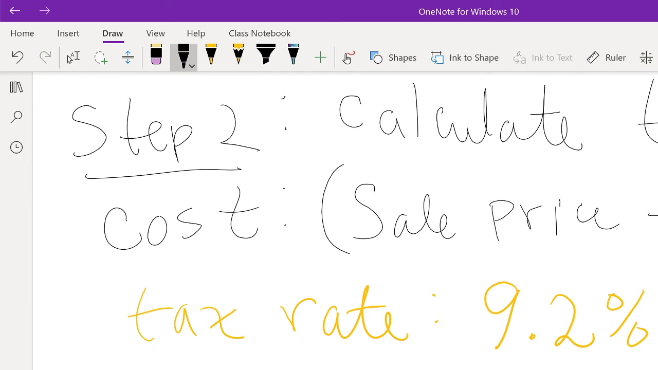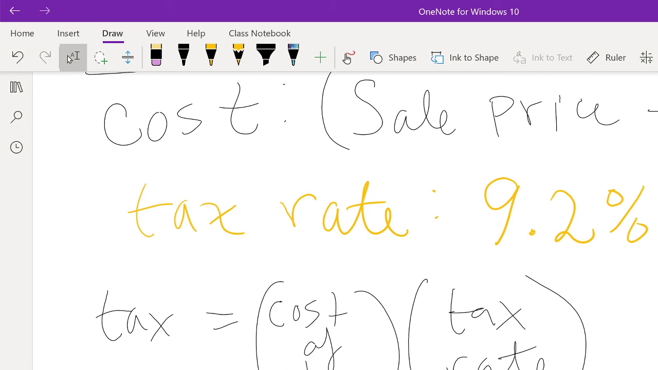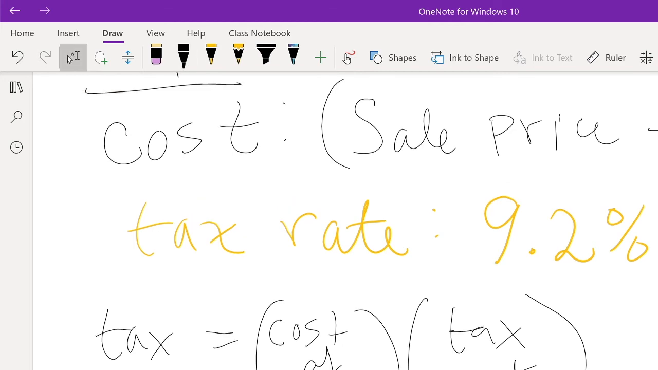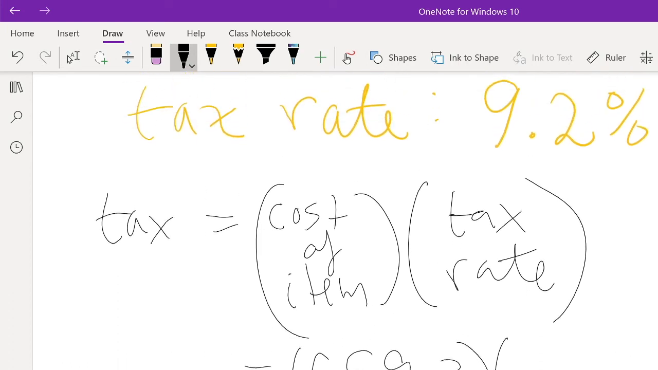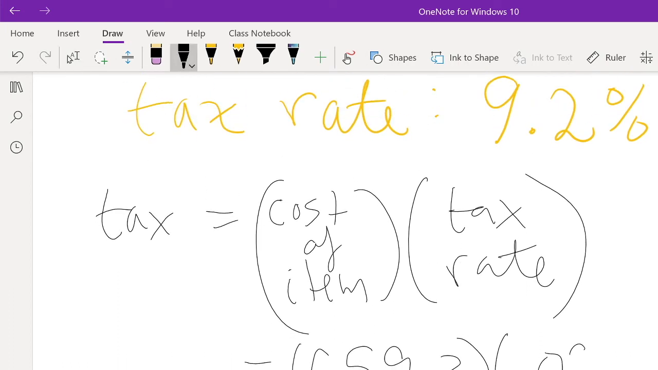So here we could say the tax is going to be the cost of the item, which is on sale, times the tax rate. In general, that's how you would calculate the tax: whatever the item cost multiplied by the tax rate. Here the sale price of our item was $559.30, and the tax rate is 9.2%. Again, changed to a decimal.